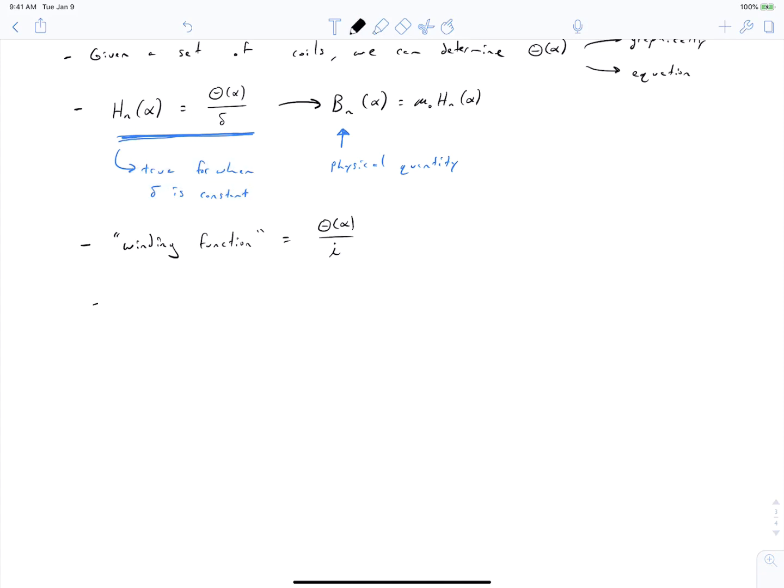The question arises, what about when your air gap length is not constant? That is, your air gap length varies as a function of alpha. Examples of this include salient pole rotors, salient pole wound field rotors, reluctance rotors. It also includes when your rotor is eccentric, when it's pushed to one side in the air gap. And to handle this, you can read about this in papers. It's something called a modified winding function theory.